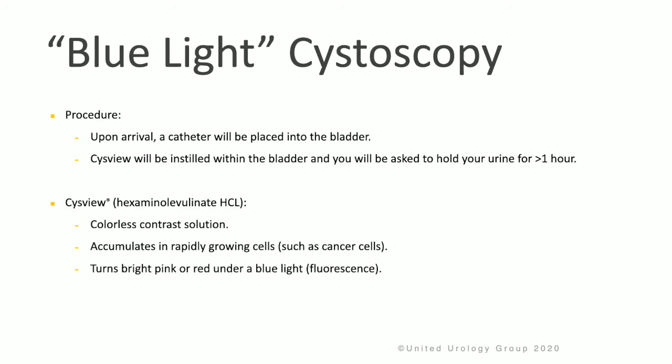With blue light cystoscopy, upon arrival, a catheter will be placed into the bladder. Cysview will be instilled within the bladder, and you'll be asked to hold your urine for up to 1 hour or more. Cysview is a colorless contrast solution that accumulates in rapidly growing cells such as cancer cells. It turns bright pink or red under a blue light.